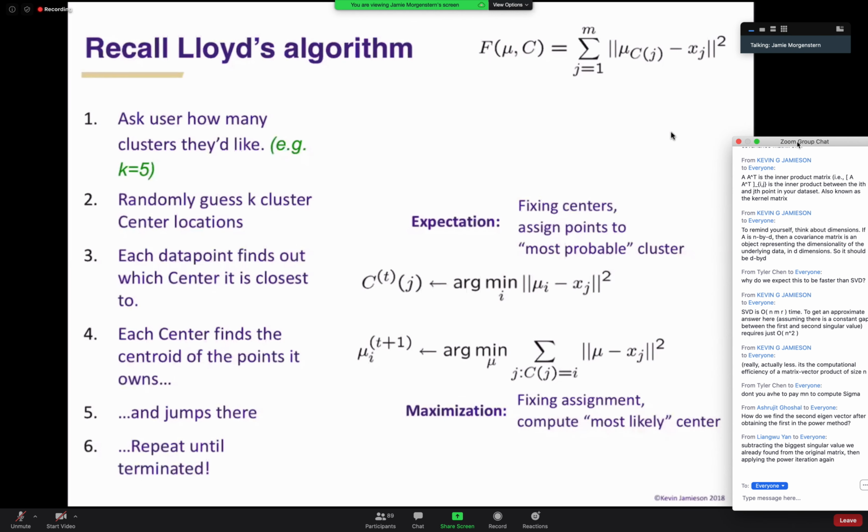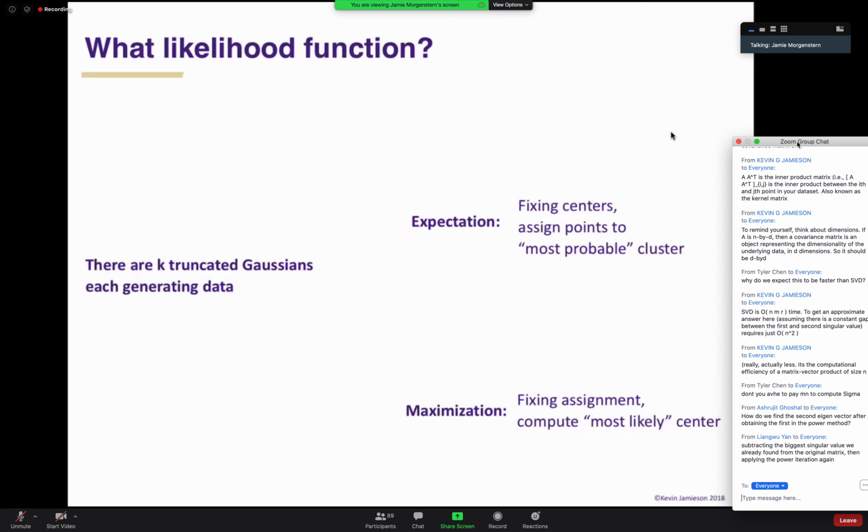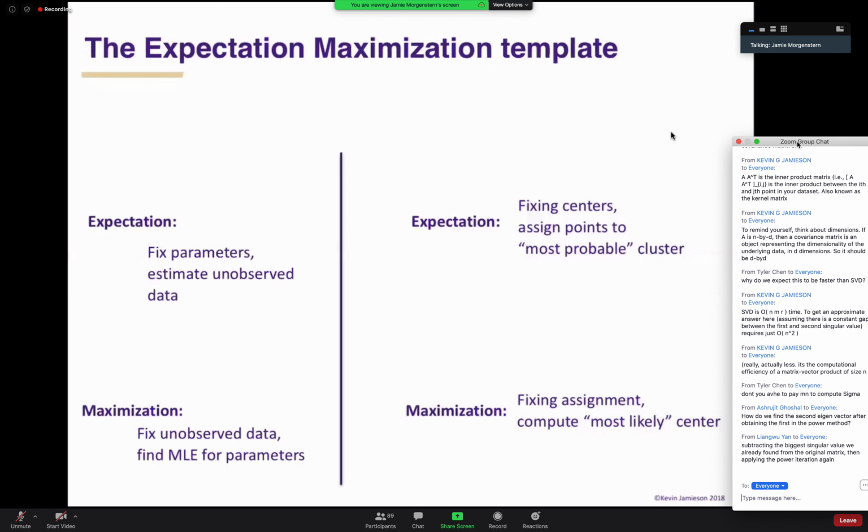I'm not going to say anything more about this, because if we had 5 more minutes, I might have, to make this slightly less hand-wavy. But the point is, expectation maximization says: fix your parameters and estimate your unobserved data, in this case which cluster every particular point came from. Then maximization says: fix which points are assigned to which clusters and find the MLE for the parameters, which in this case is the center of the cluster. Then go back and forth.